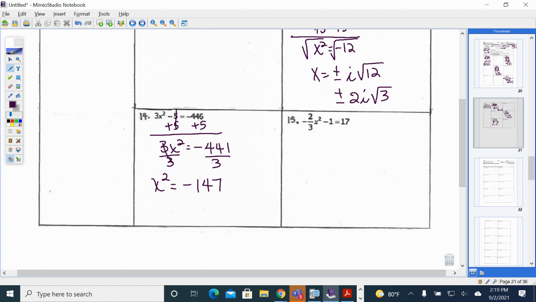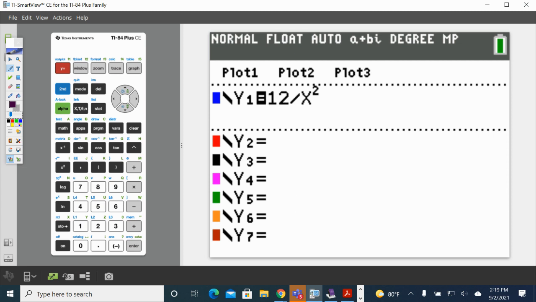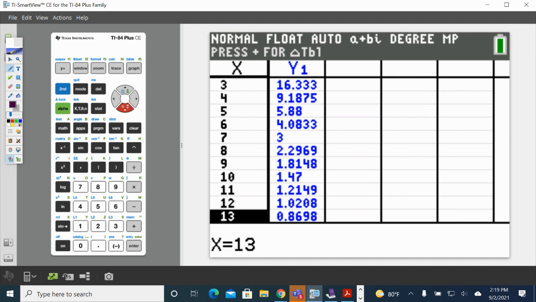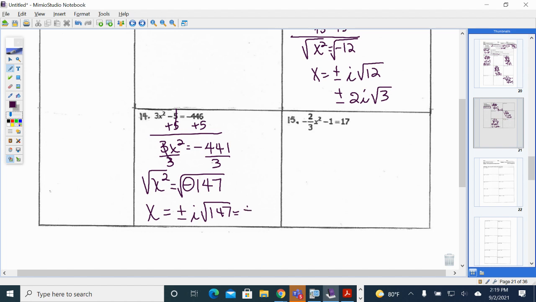From here, again, you're going to do the opposite of x squared, and you're going to square root, and that gives us our x equals plus and a minus. I'm going to go ahead and take care of the negative, which is my i, and then I'm going to go to my y equal and do 147 divided by x squared. And I'm thinking that's the 7 and the 3 there towards the bottom. We can scroll down so you can for sure see, yes, it is 7 times the square root of 3. So it's 7i square root of 3.